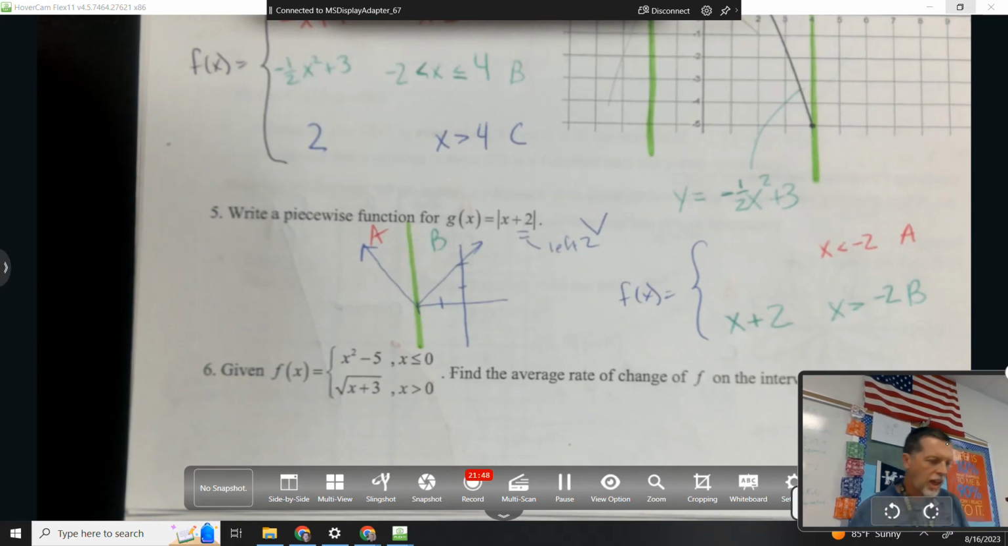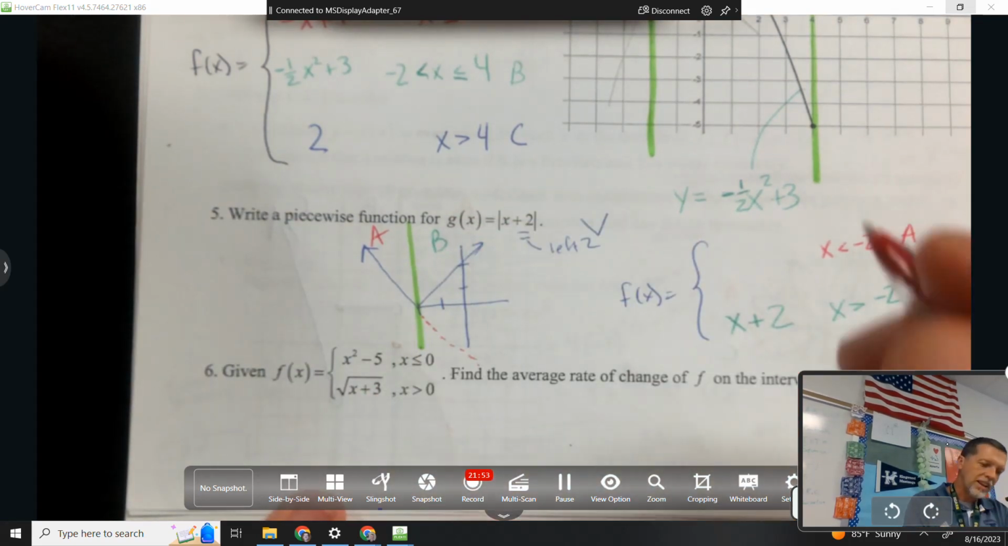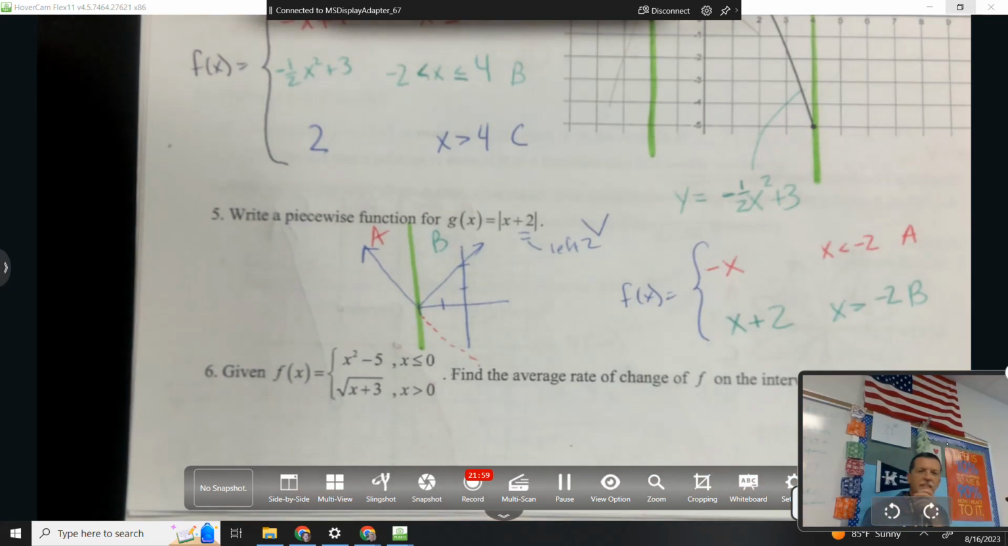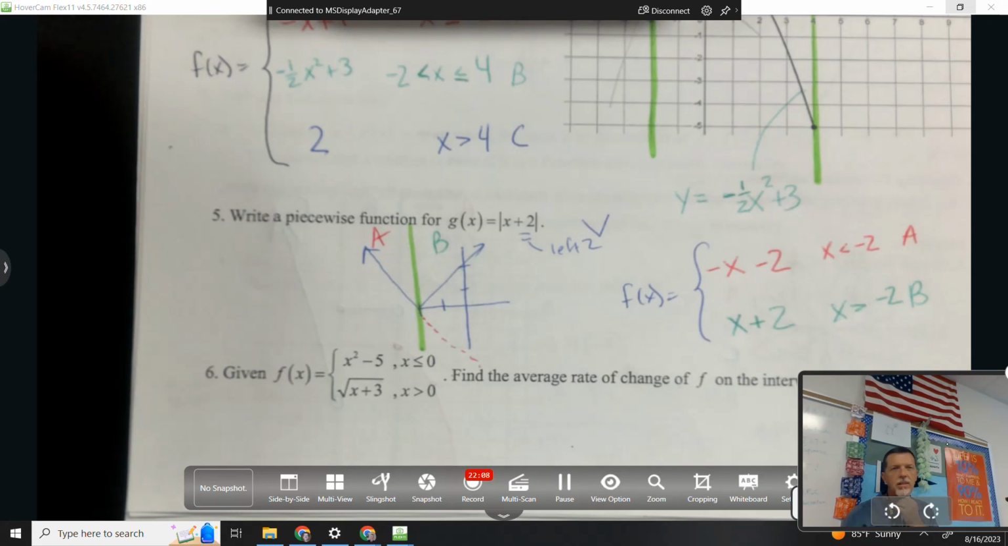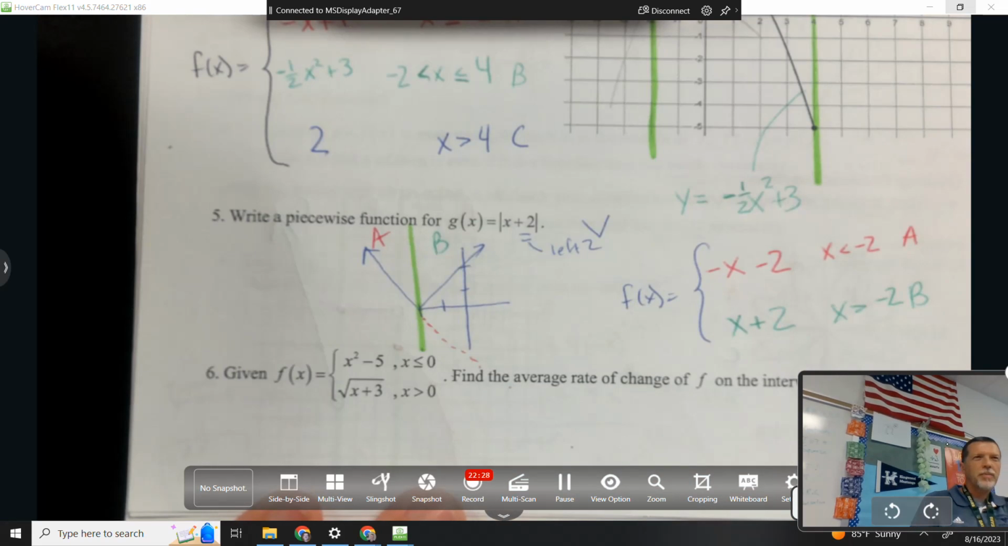Part A, still a line. What's the slope of the line? -x is the slope, but the y-intercept is -2. Weird question. Turn an absolute value equation into a piecewise equation. Questions on that one? A lot of stuff involved in that one.